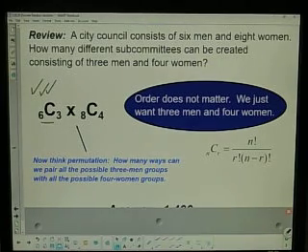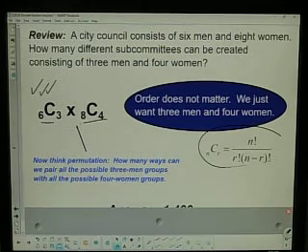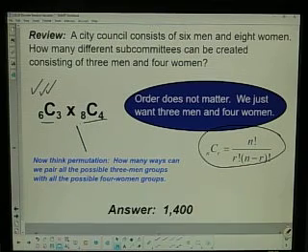It's just multiply the combination of 6, 3 by the combination of 8, 4. You could use that formula or your TI. Using your TI, you should get 1400 for an answer.